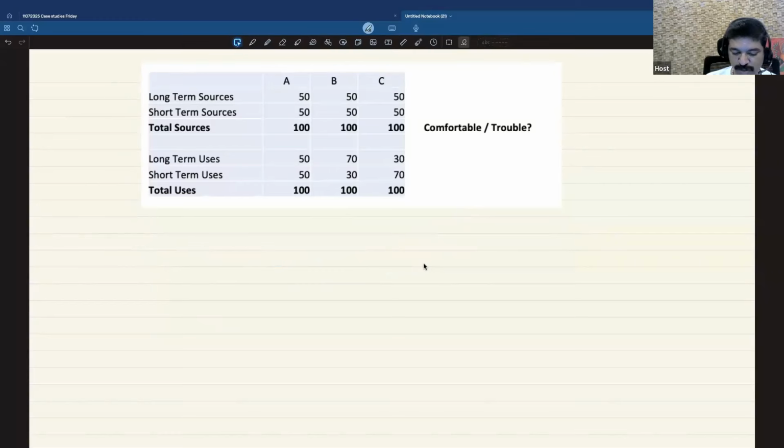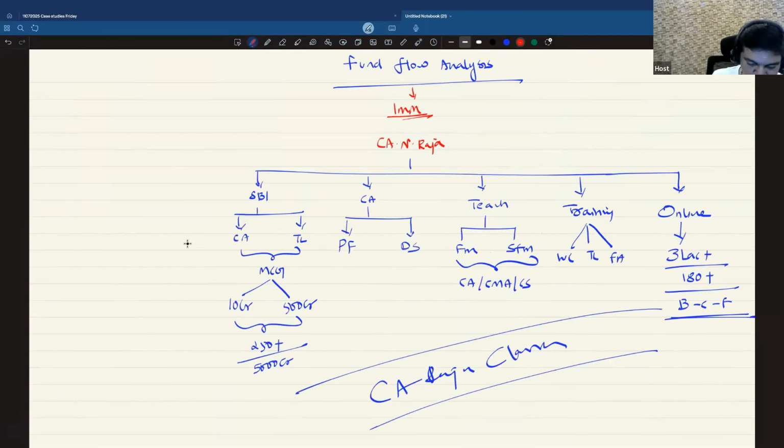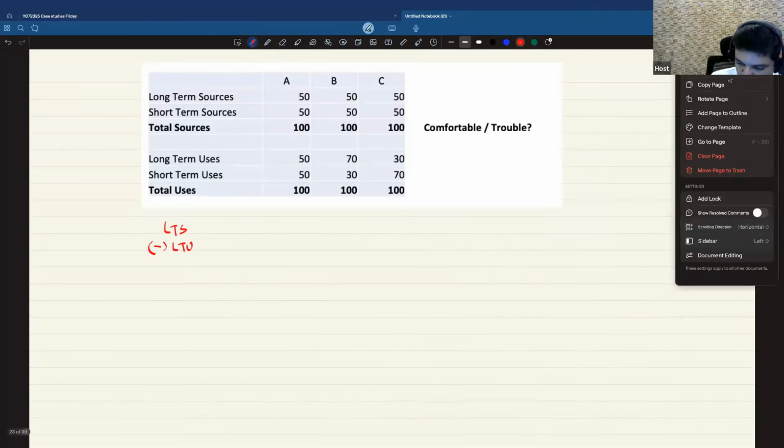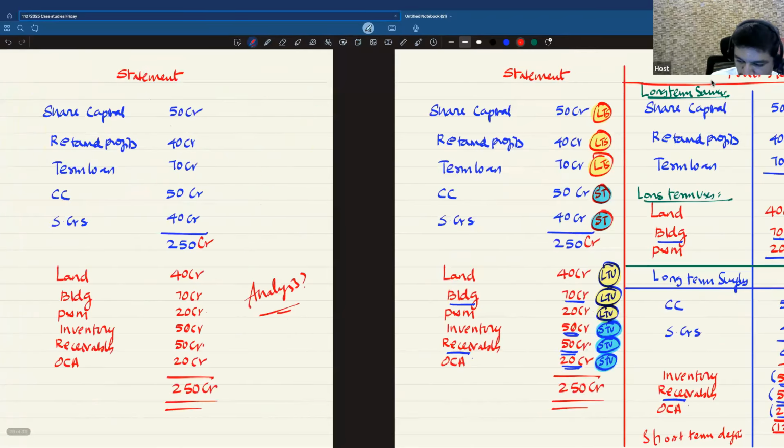They have long-term sources, short-term sources, long-term users, short-term users. Now, if I ask you which company is in trouble here, will you be able to answer? Actually, we can answer this through fund flow statement, and all of you have developed that ability now itself, right? See, here there is a long-term source. We should compare it with the long-term use. That's what fund flow statement taught us, right? I'll copy this page here. I'll put it next to our fund flow discussion.